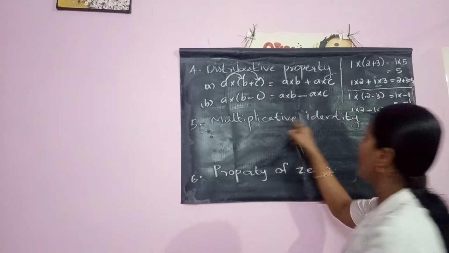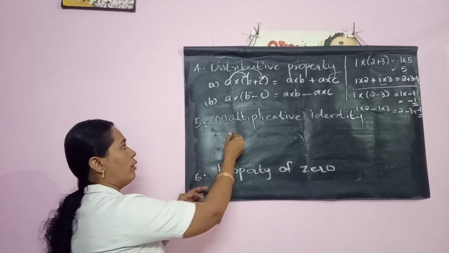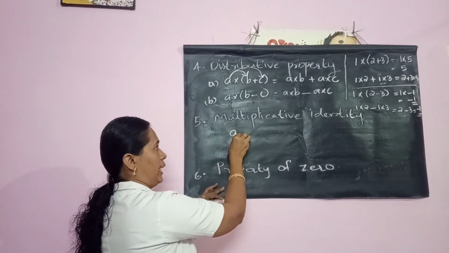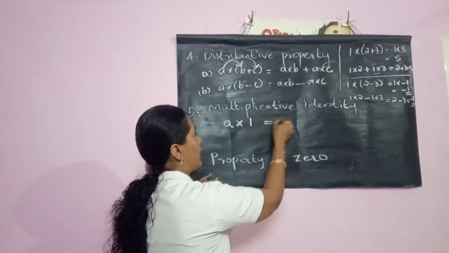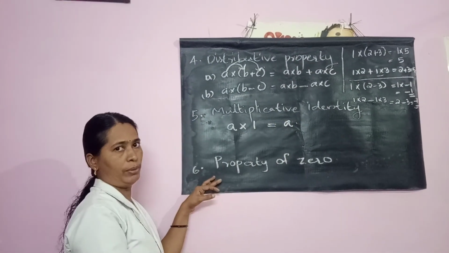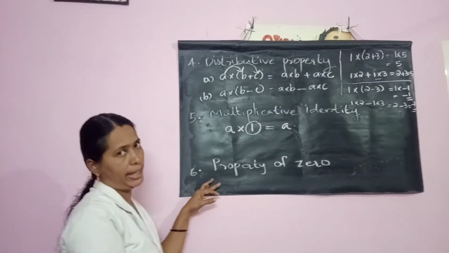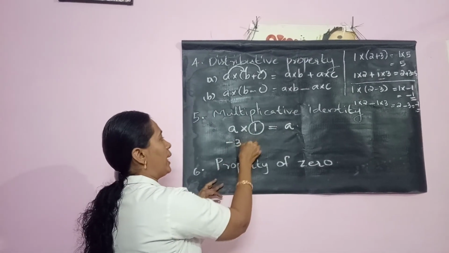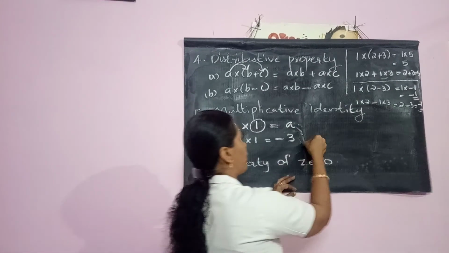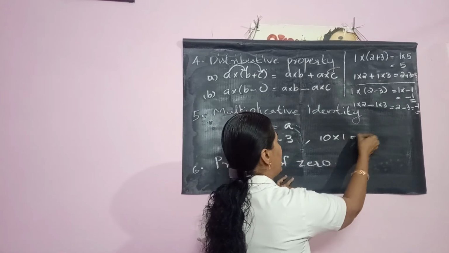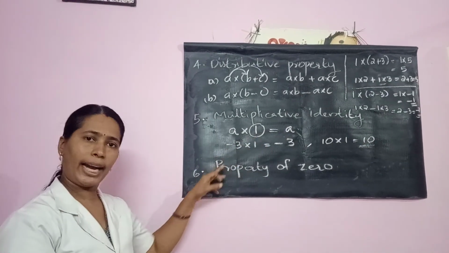Next, multiplicative identity. It is very easy. It is identity. So, when you take A as an integer, if you multiply A by 1, then our product is A itself. So, 1 is called our multiplicative identity. For example, negative 3 into 1 is negative 3 itself. 10 into 1 is 10 itself. So, 1 is called our multiplicative identity.